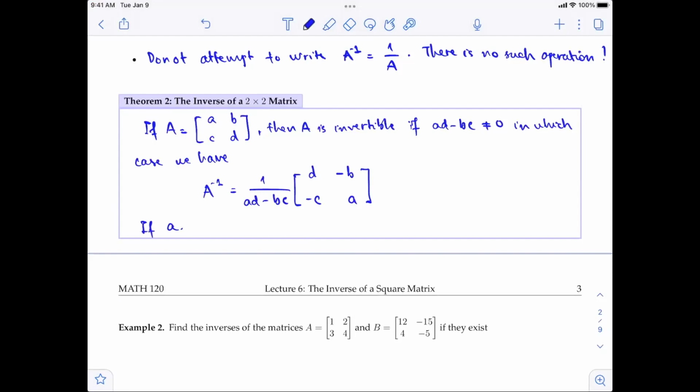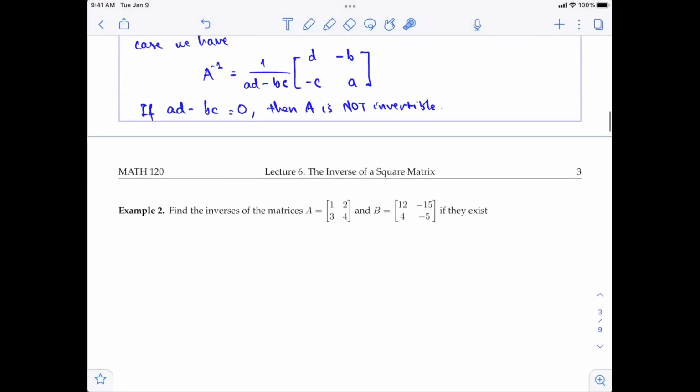If you have AD minus BC equal to 0, then A is not invertible. Right. So you have to impose one condition here, that AD minus BC is different from 0, because this expression is in the denominator and we don't want the denominator to be equal to 0. So therefore, if AD minus BC equal to 0, then A is not invertible because the formula will not exist.